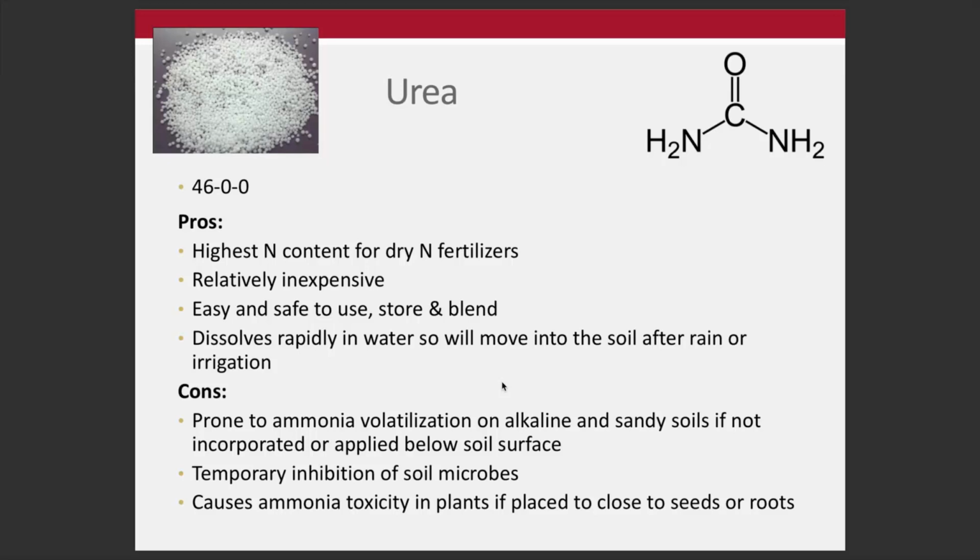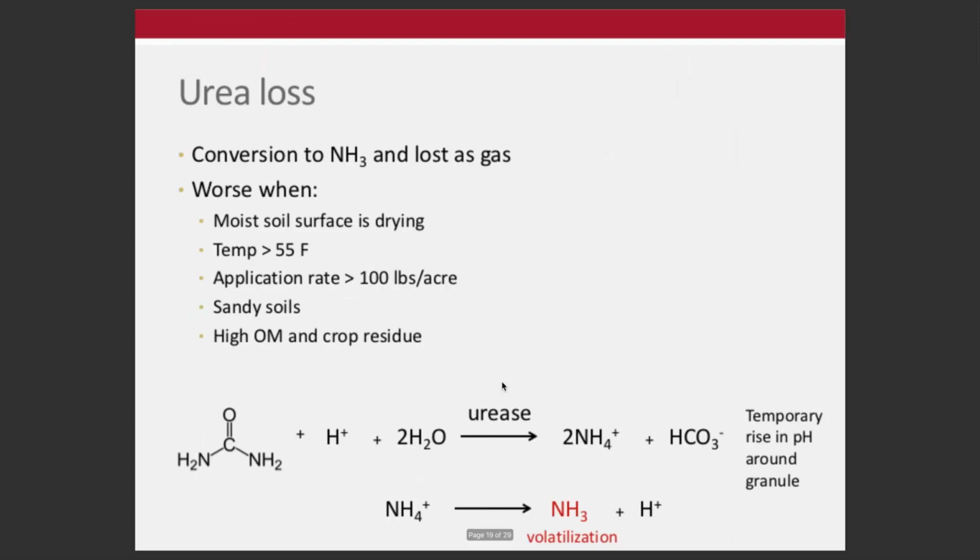liquid fertilizers. One of the biggest problems with urea is, again, this idea of being prone to ammonia volatilization. This is particularly true on alkaline soils and sandy soils. And so if we're just going to surface apply, we often like to band it or we like to incorporate it. That's one of the rubs with urea as well. So conversion to ammonia and loss as a gas, right?